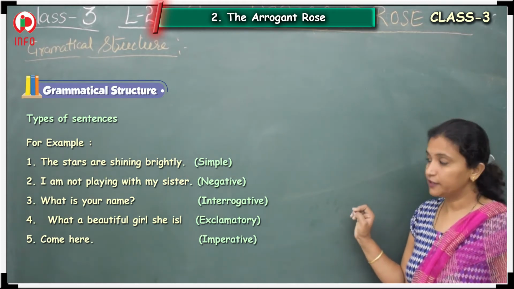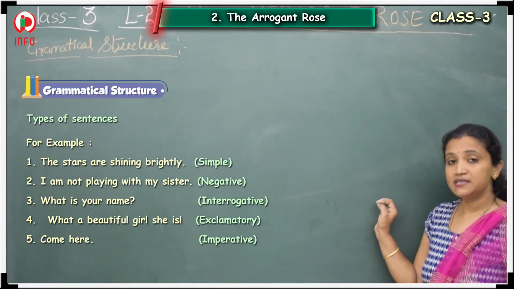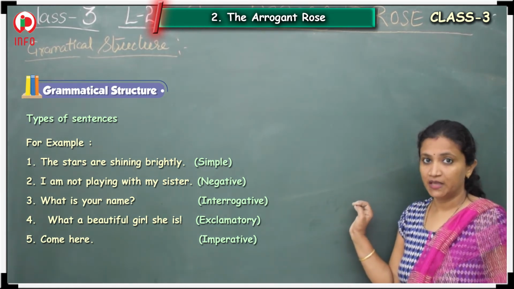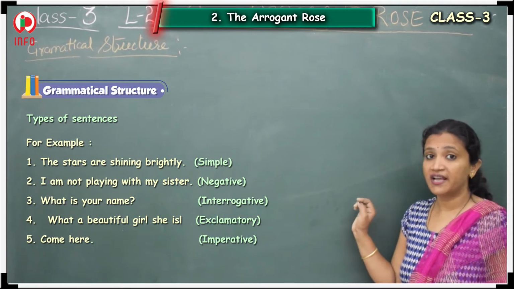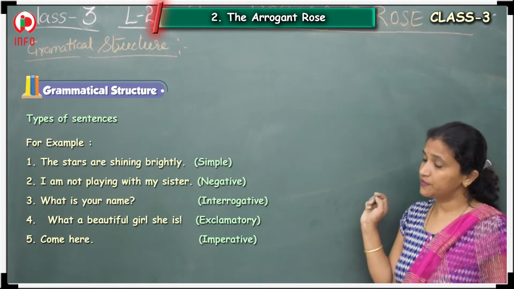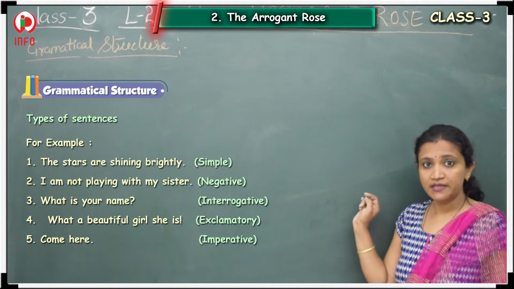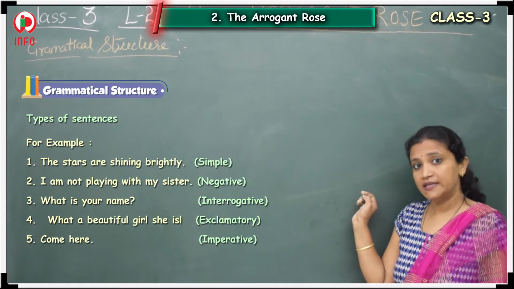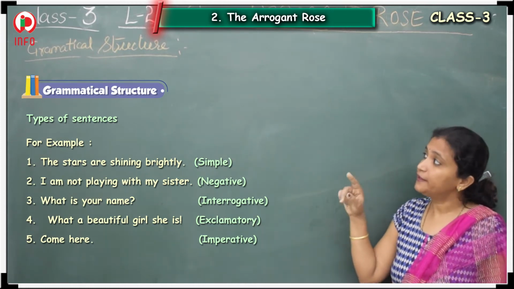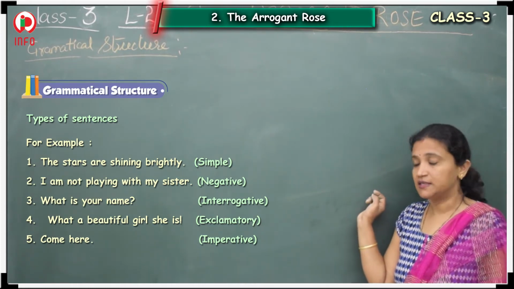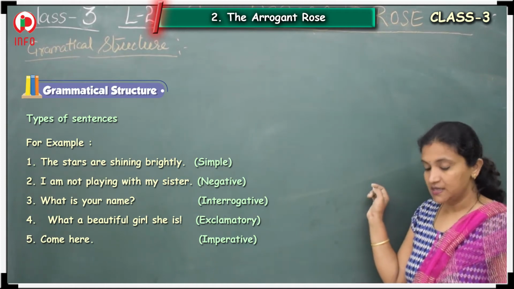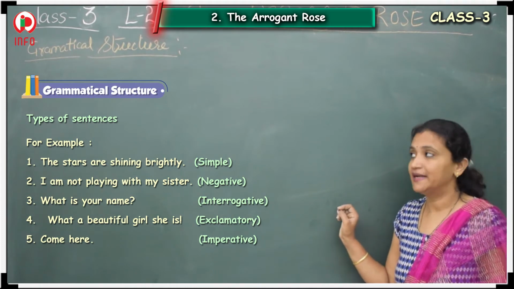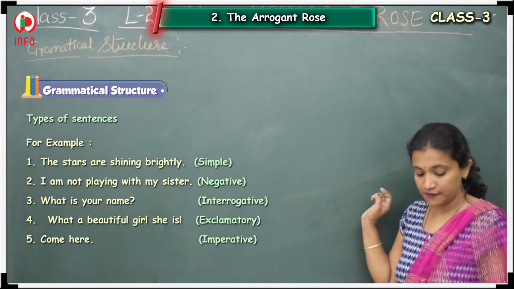So let's go for the first example. The stars are shining brightly. What can you see here? T is capital in the first word. Yes, and you can see the full stop here. So that is a simple sentence. We call these kinds of sentences simple sentences.